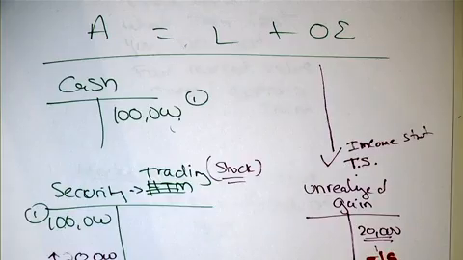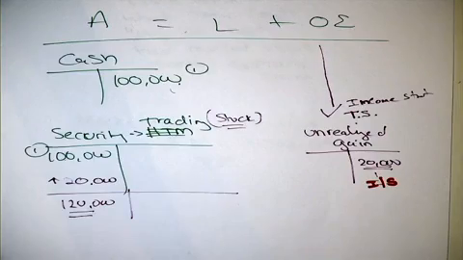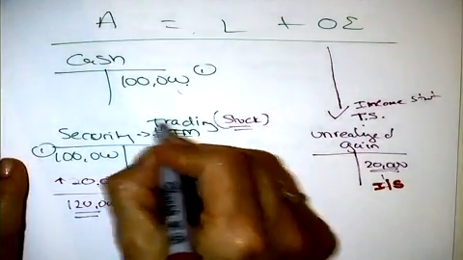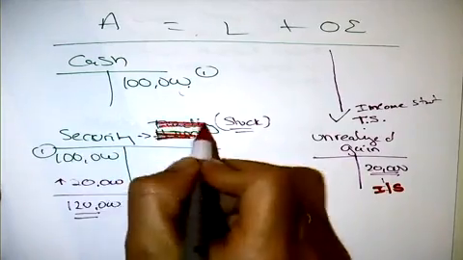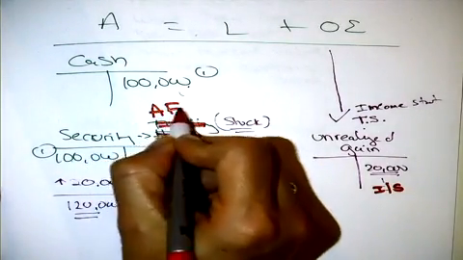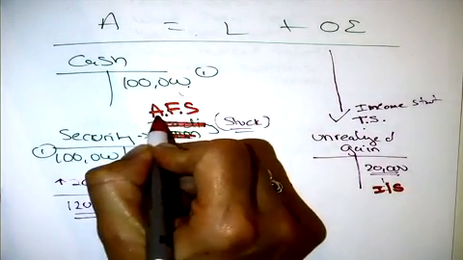The last one is available for sale. So I want to look at the same exact thing. You guys have the same exact scenario here, except that now these are not held to maturity. They are not trading. They are available for sale. I'm just abbreviating. Does that make sense?